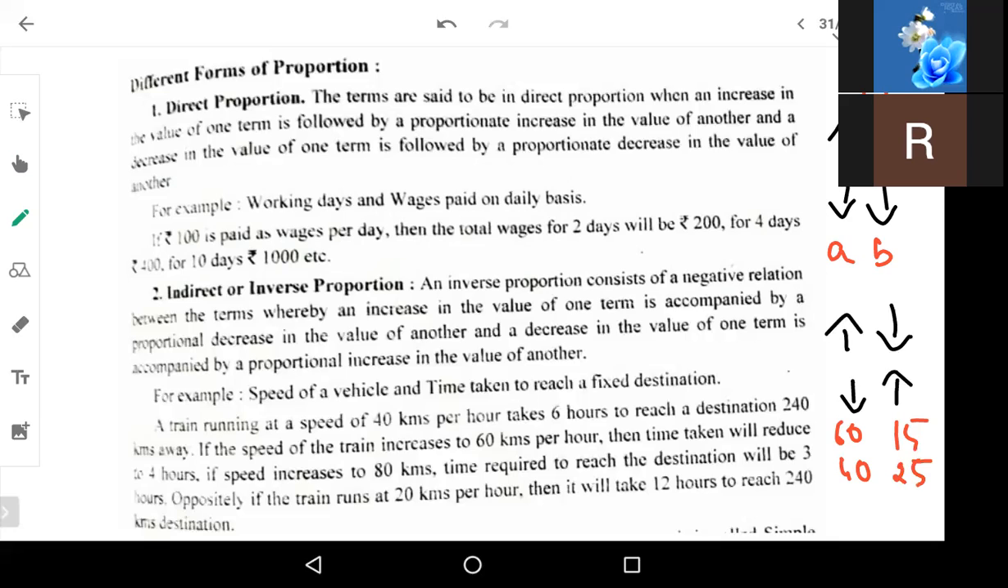Correct? And if you see the reverse way, from 40, if you want to increase your speed, the time taken will decrease. From 25 minutes to 15 minutes, the time taken will decrease. So here, one is increasing, the other one is decreasing. And this will become inverse proportion. When one quantity increases, the other quantity decreases. It is called as inverse proportion. Is it clear? Did you all understand the inverse proportion?